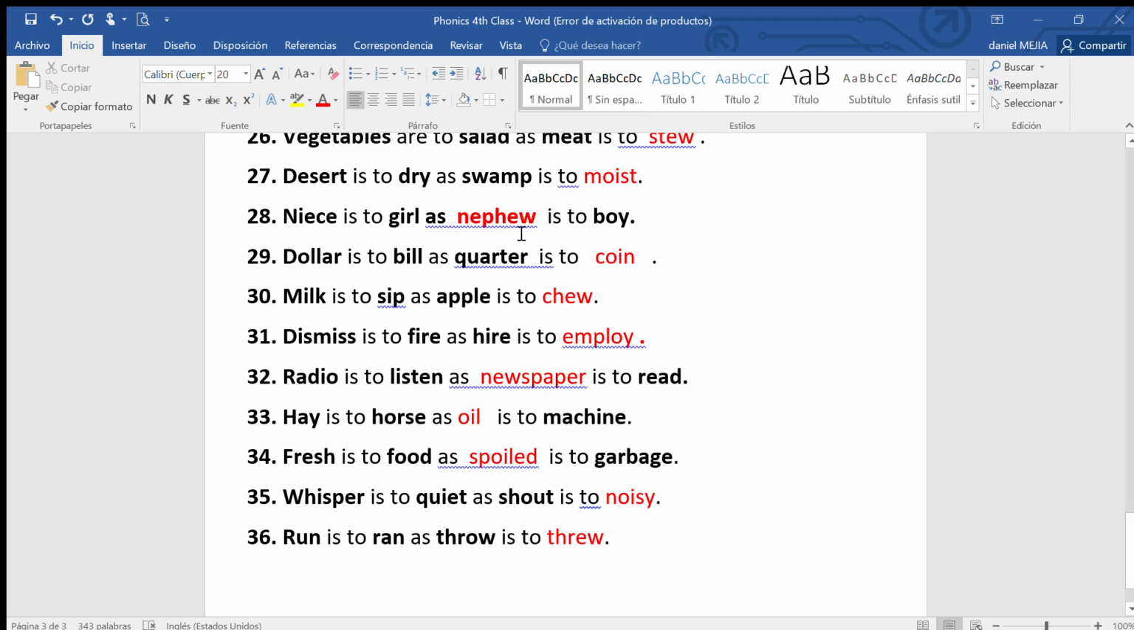So the ones that are not here, you have to do them alone. When you finish them, send your picture via Edmodo on message, please.